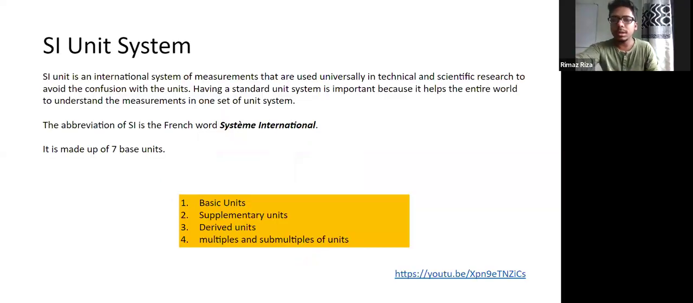Now let's say, Ikram, tell me all 7 base units with their SI unit. All the base units with their physical quantity. For example, length is measured in meter. Then there are 6 more. Can you tell all 7?